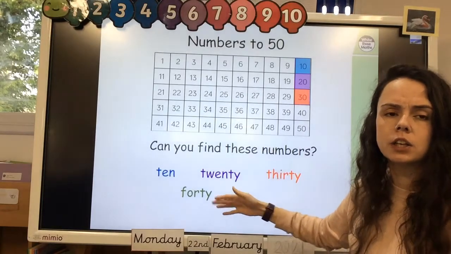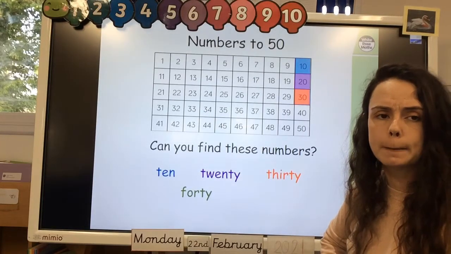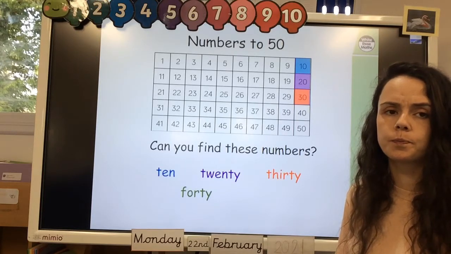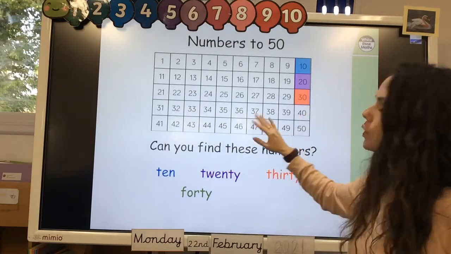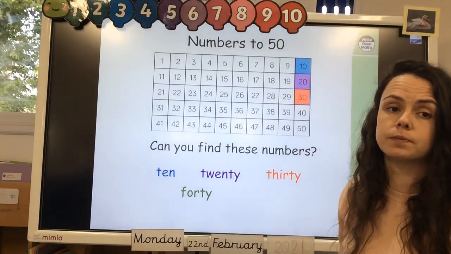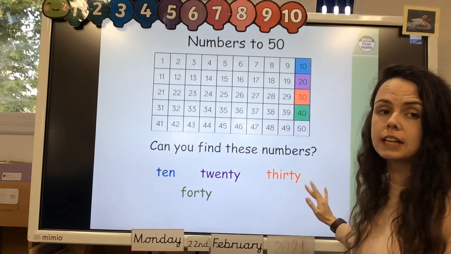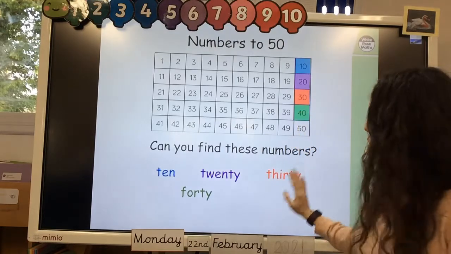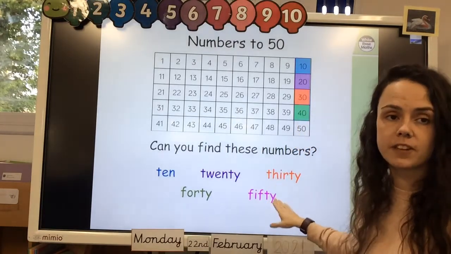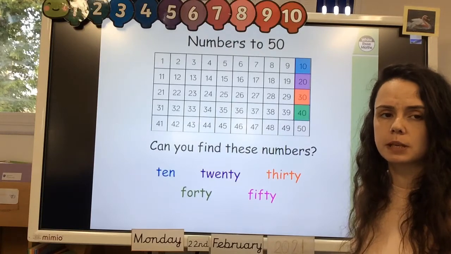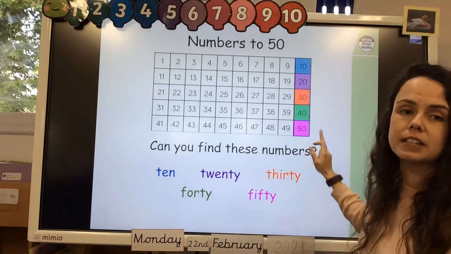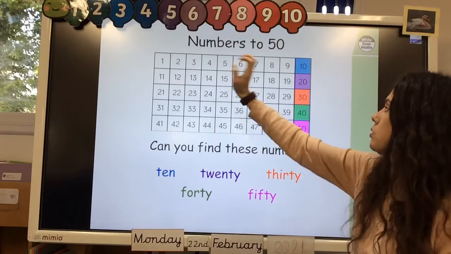40. Where do you think 40 is going to be? Have a look on your number square and see if you can find 40. You can either count along or you can just see if you can find it. Right, now 40 is here. 10, 20, 30, 40. So our last one they're asking us to find is 50. Where do we think 50 is going to be? If we've got 10, 20, 30, 40, 50. Well done. This last one here is 50. So our number square is 1 to 50.